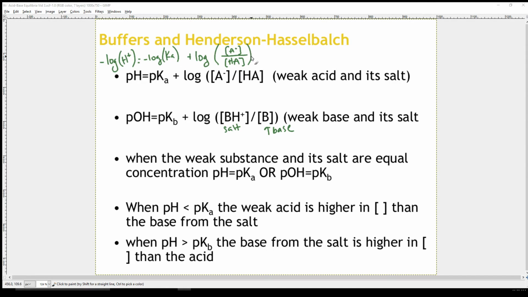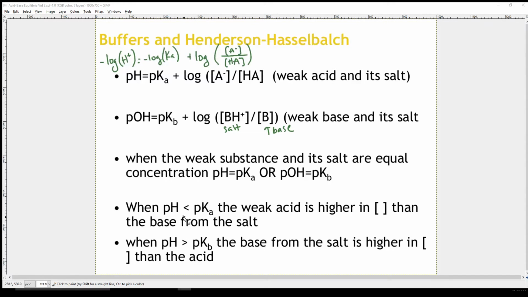If you take the log of 5 over 5, still 0. So when the concentrations are equal, this log over on the side goes away, and you end up with pH is equal to pKa, or pOH is equal to pKb. So this is something that could speed up your problems when you're working. You also want to know how to analyze the inequalities here.